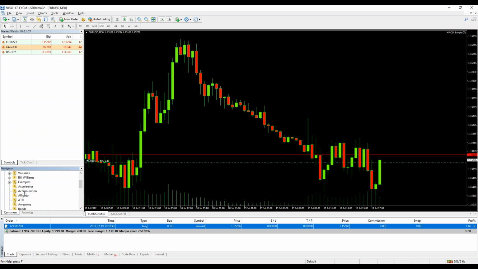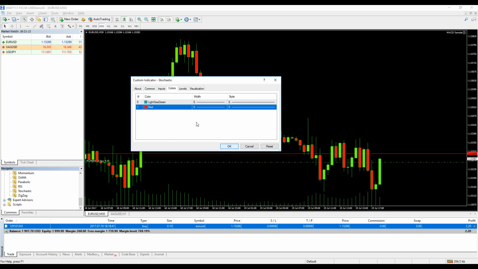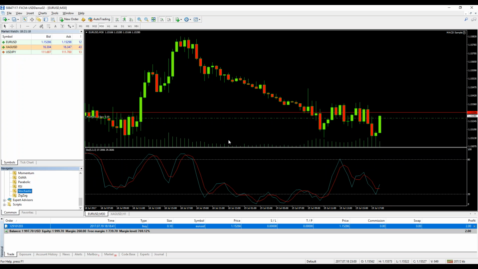So what you do is you go find your stochastic under your navigator pane, you click and drag it, and you say, okay, our inputs are 5, 3, 3. Simple enough. Okay, so here it was overbought, and it told us to sell, so obviously we can see that it was quite congruent with the indicator. Now what I like to do is add another two with slower moving lines. So I'll go to stochastic again and drag it, not onto the graph, but onto the stochastic indicator.